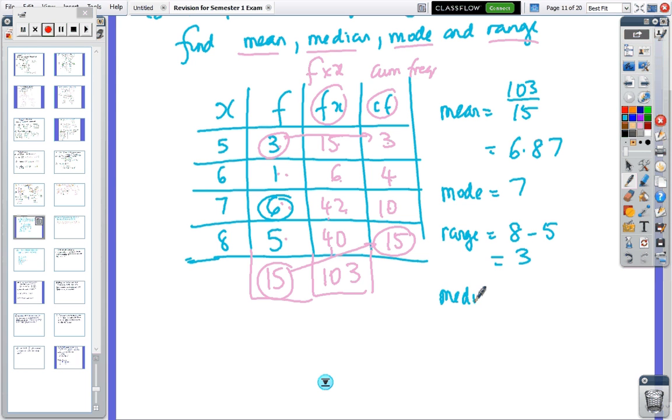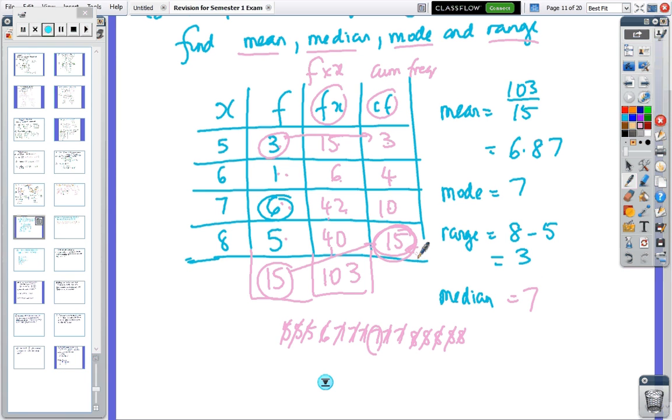So the median is the hard one. There's two ways of doing it. The really simplest way is just write out the scores again. So you've got 5, 5, 5, 6, and then 7, 7, 7, 7, 7, 7, and then 8, 8, 8, 8, 8. Okay, so we've got 15, which is an odd number, which means there'll be one middle. So the middle is 7.